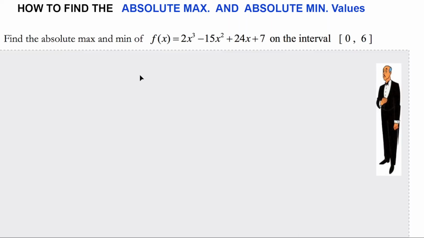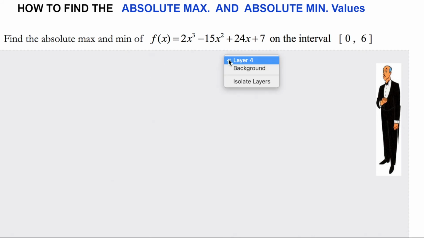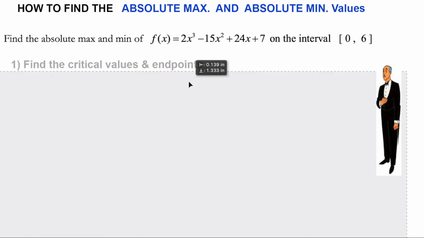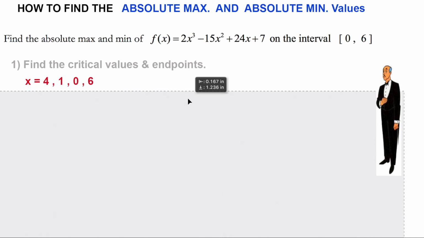Let's find the absolute max and absolute min value of this function on a closed interval. The first thing we do is we need to find all the critical values and endpoints. In the previous segment of this video, we found the critical values of this function, and also the endpoints are given to us. So let's identify those values. These values are where the local maxes and mins are going to take place. From these local maxes and mins, we are going to find the absolute max and absolute min.